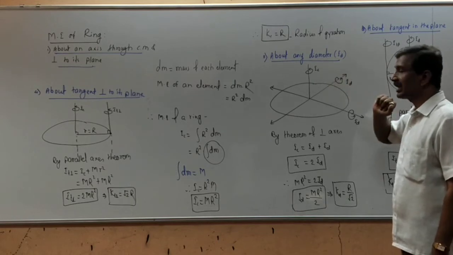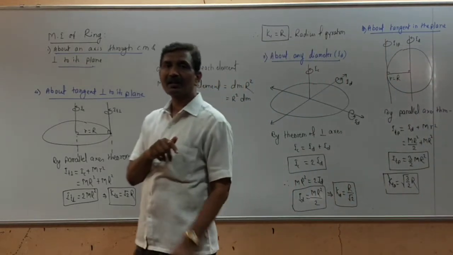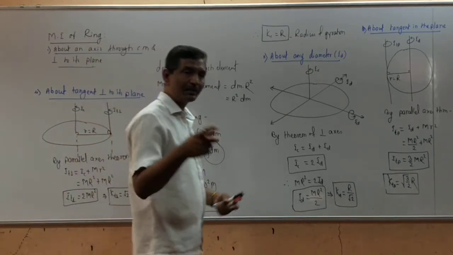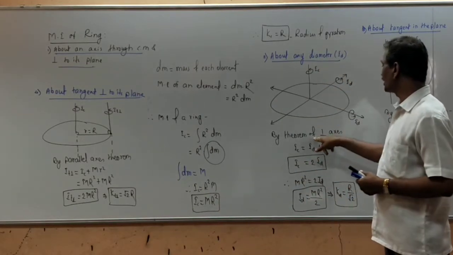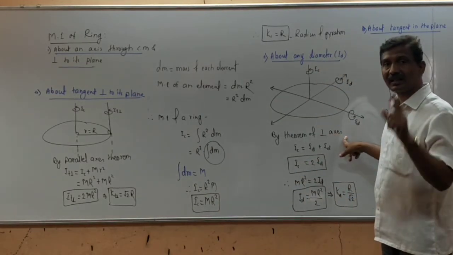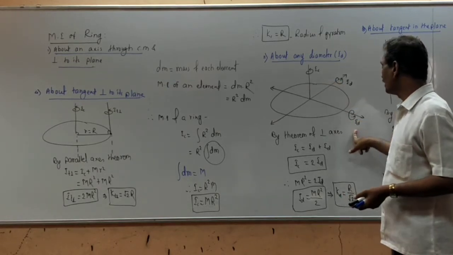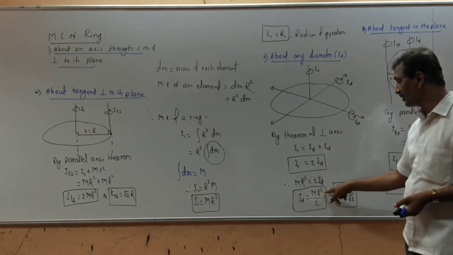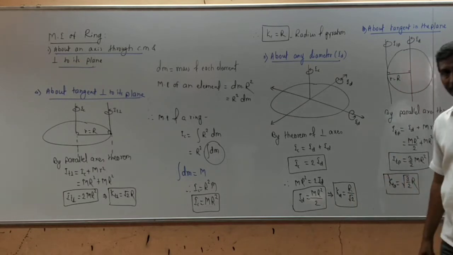About any diameter, right? Second case. The ring is a symmetric figure, therefore the moment of inertia about any diameter is the same. So we select two diameters which are mutually perpendicular to each other, and then we apply the theorem of perpendicular axis. IZ is equal to IX plus IY. We get here IC is equal to ID plus ID. Put the value of IC. So finally we get ID is equal to MR square by 2. Radius of gyration is r by root 2.